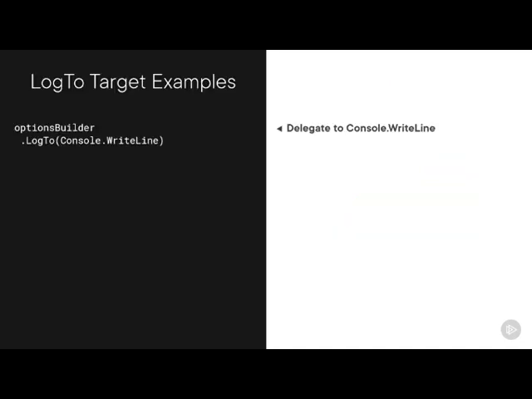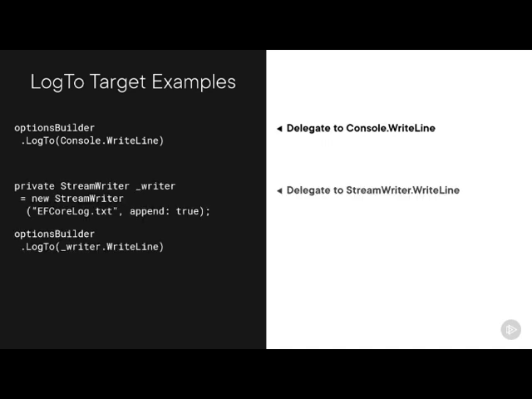You saw already that one target was the delegate for console write line to output the logs to the console. Another useful delegate you can use is a StreamWriter if you want to output to a file. First, you need to instantiate a StreamWriter object, and then the delegate would be the writer's write line method. And it is really important that the file gets closed when you're done. That's how it gets saved as a file instead of just being in memory.